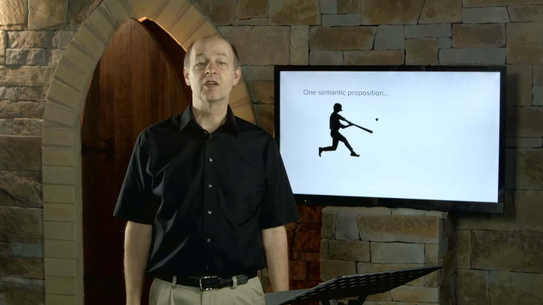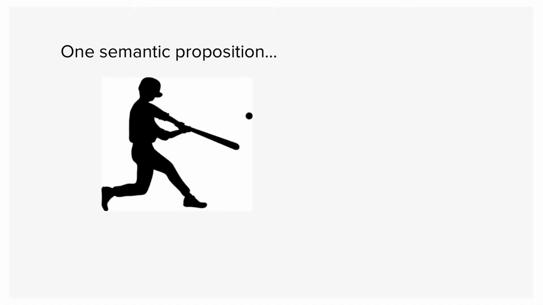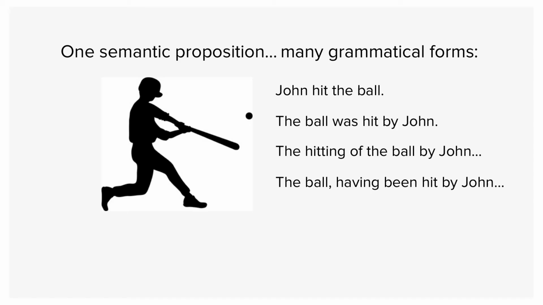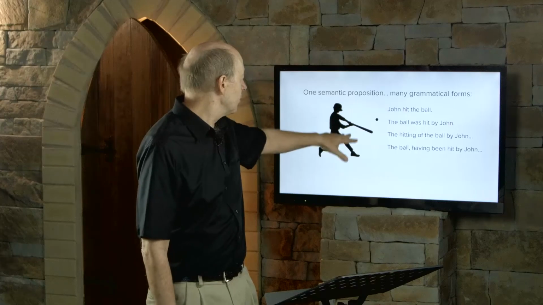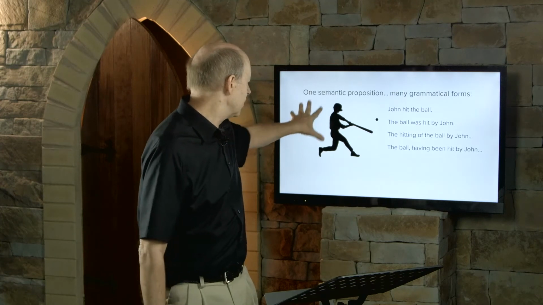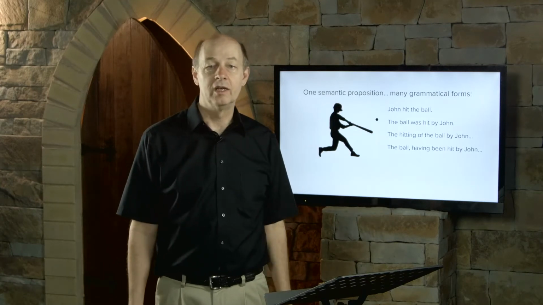Often, a simple semantic proposition can be stated various ways grammatically. So, for example, we see this picture here which represents meaning. It represents a semantic proposition, and it could be translated many different ways or stated many different ways in English. John hit the ball, the ball was hit by John, the hitting of the ball by John, the ball having been hit by John. Now, all of these statements represent the same semantic proposition that we see illustrated by this picture, and the context is what would determine exactly how it would be worded.